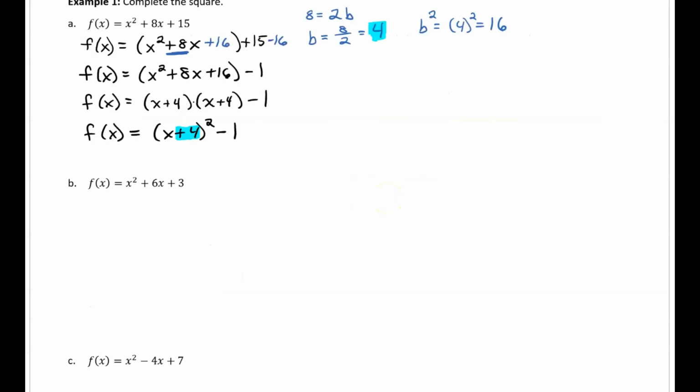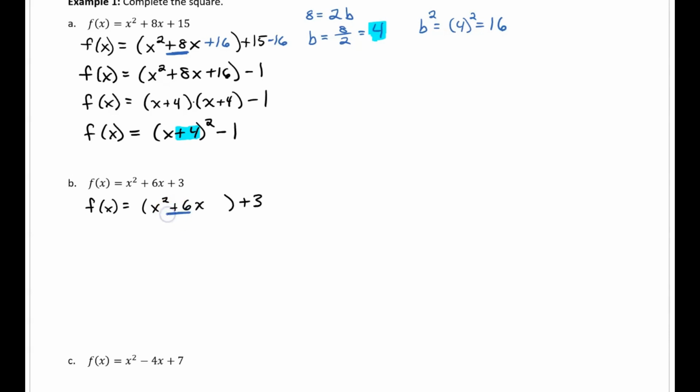Let's try another one. Part B. We have f of x is equal to x squared plus 6x plus 3. So first step, I'm going to take my function and group all of my variable parts together, leave a space, and throw my constant on the outside there. I look to see is there any coefficients I can factor out from the variables here, right? Not the actual variables, just the coefficients in front. Well, I have a 1 again and a 6, so nope, I can't do anything with that, so I'm good to go.